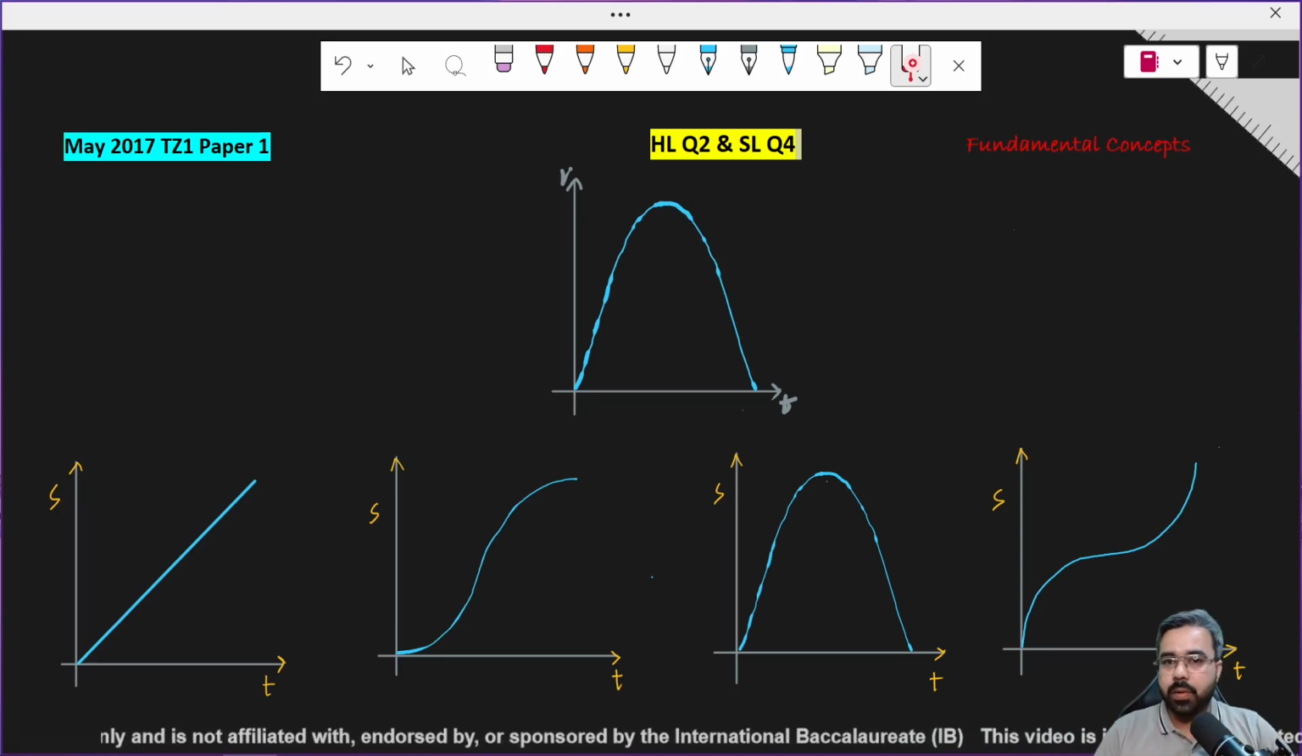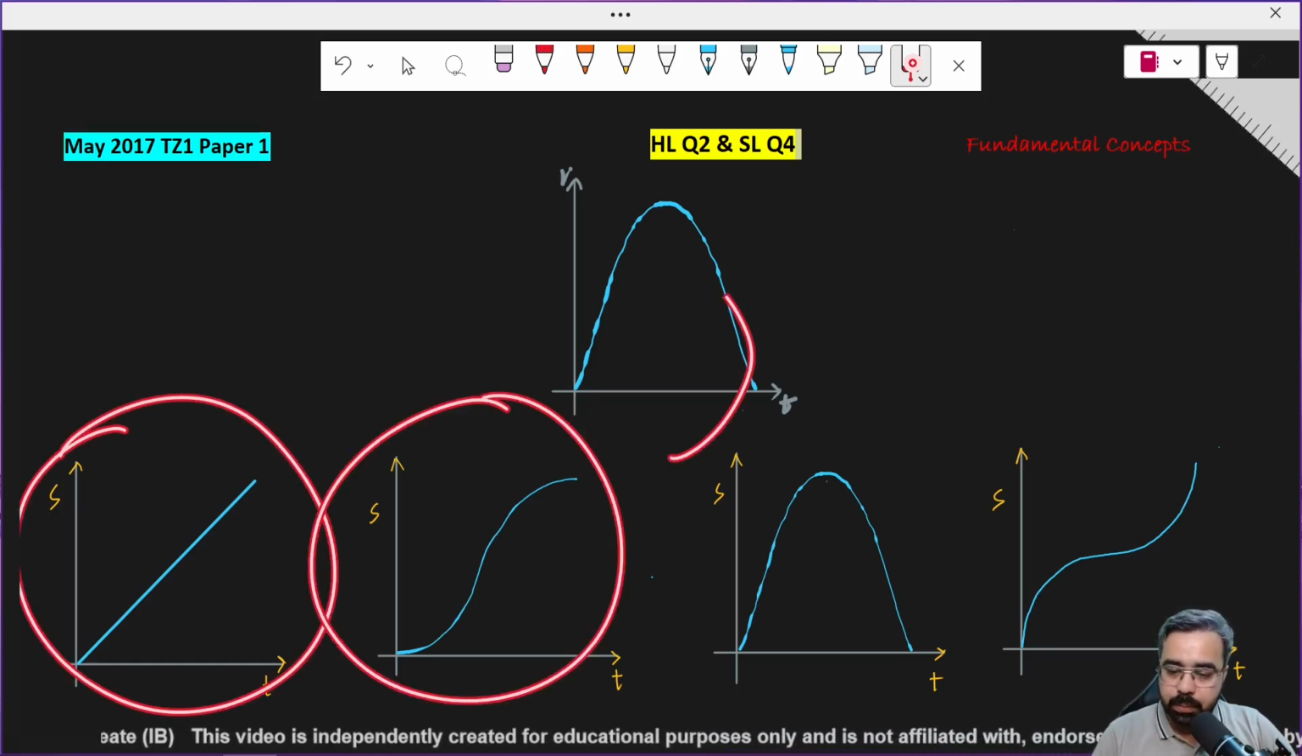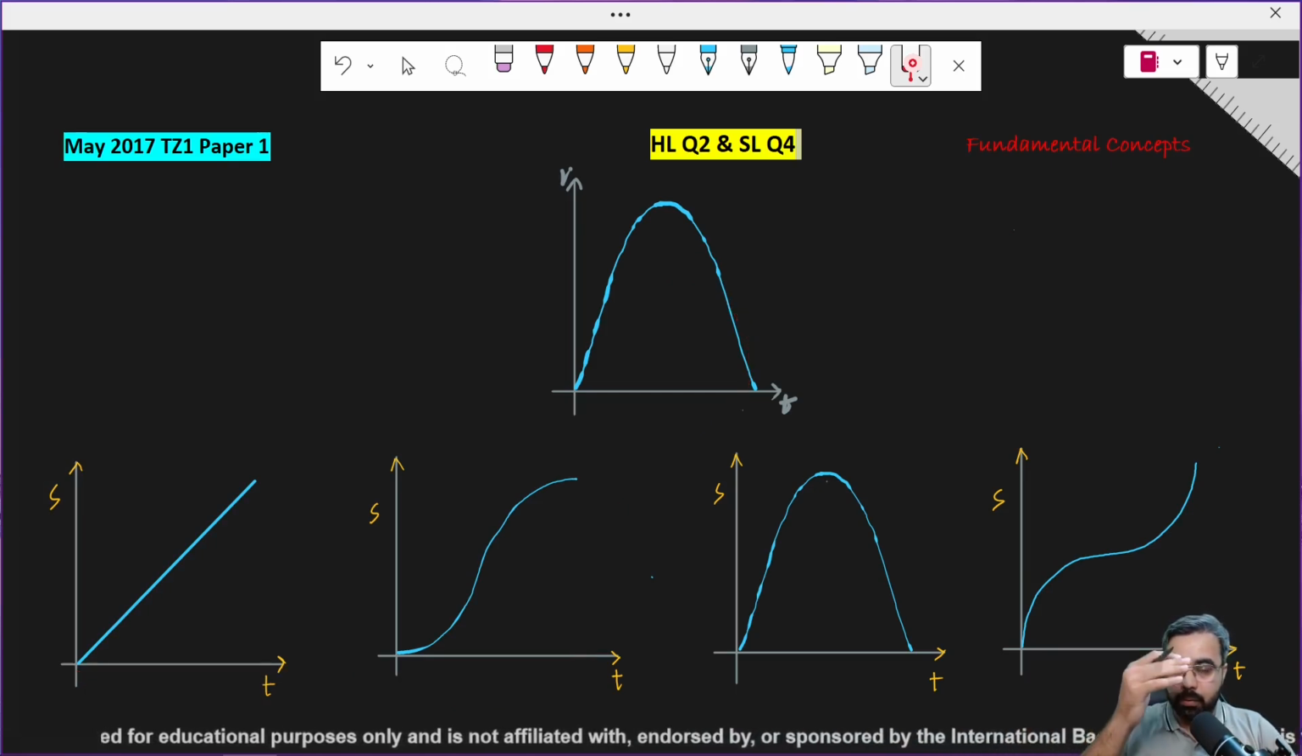Now, in this question, we have to identify which one of the following distance time graphs gives us this speed time graph. Okay, so we will go back from the velocity time to distance time graph. So let us investigate it. But first of all, I will explain to you what speed is and how we calculate it graphically.